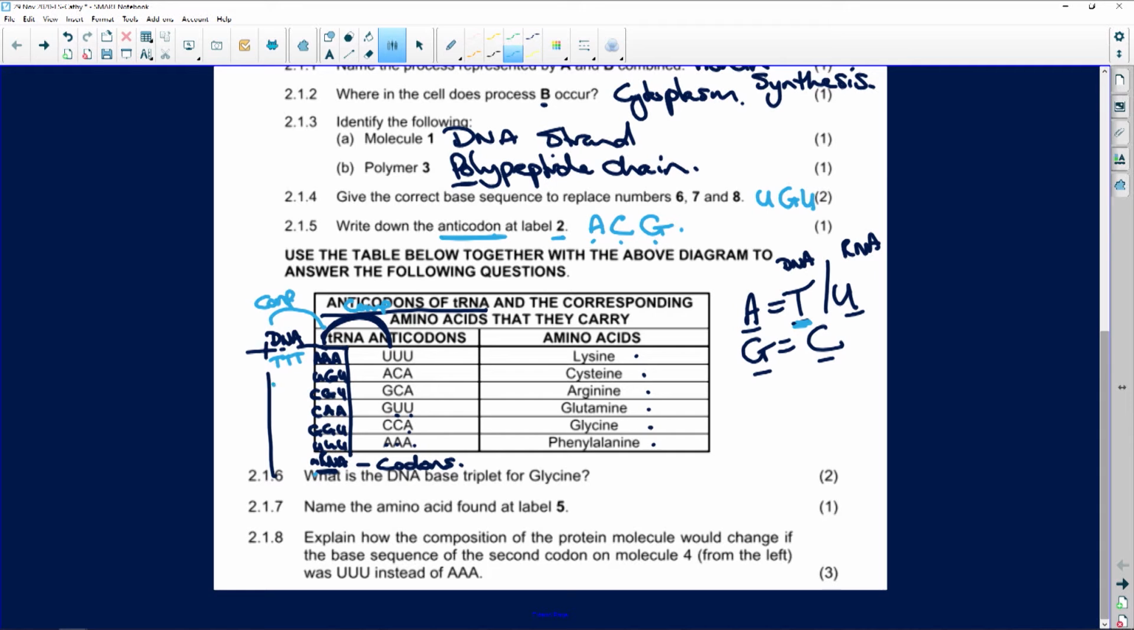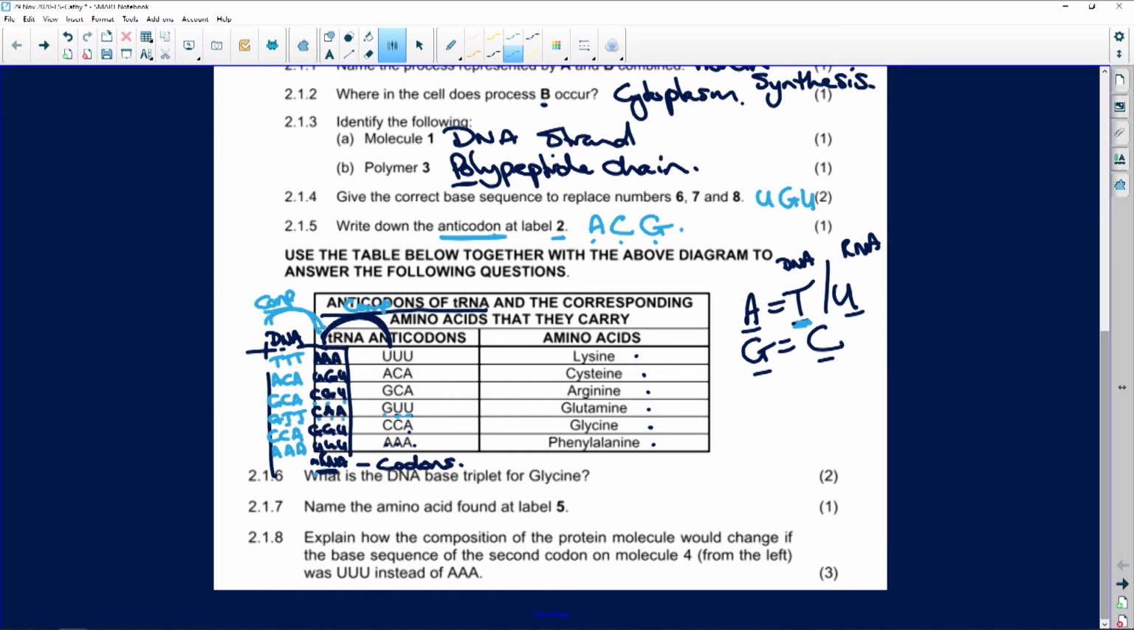So UGU is going to be ACA. And CGU, we're going to have GCA. And CAA will be GTT. Why? Remember, thymine versus uracil. Okay, and then GGU will be CCA, and UUU will be AAA. Now I want you to look at this. DNA to messenger RNA is complementary.